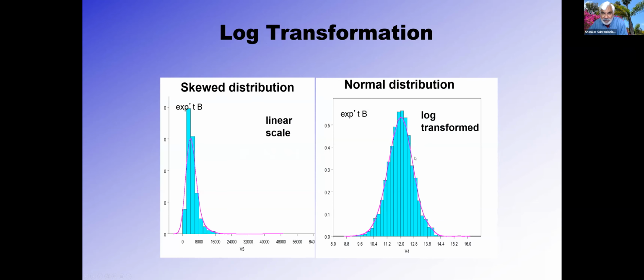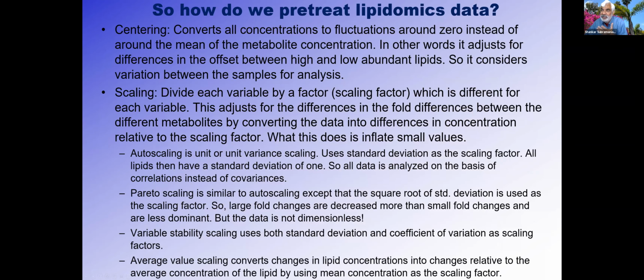You can ask me, why do we care about all of this? How can we apply it to metabolomics data or lipidomics data? This is really the question that we are asking. So let's do the following. The first thing you do when you get data is centering. You convert all the concentrations to fluctuations around 0. That makes life very easy, instead of around the mean of the metabolite concentration. In other words, it adjusts for differences in offset between high abundant and low abundant lipids. So it considers the variation between the samples for analysis. How will you do the centering? I'll show you in a minute.